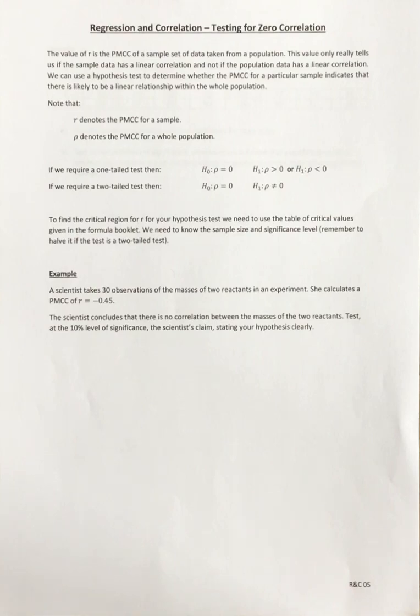However, that's not always logistically possible. We've got time and expense constraints, so we often use a sample, and the PMCC of the sample is then what we test against those critical values. We're not 100% confident in it because it's only the PMCC of a sample rather than the whole population.